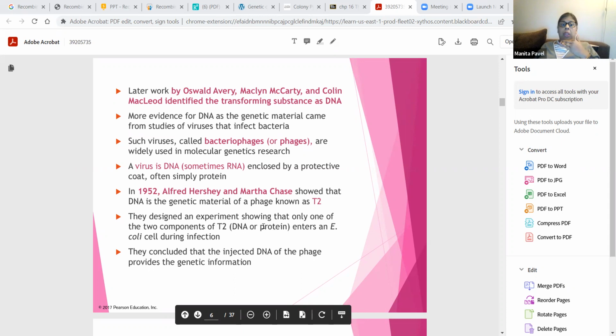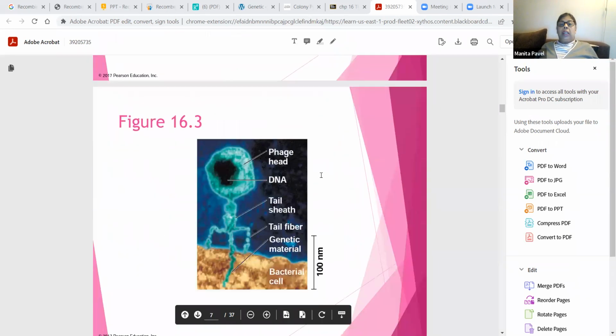either the DNA or the protein of the T2, is going to enter an E. coli cell during the infection and cause the infection. And they concluded that it was the injected DNA of the phage particle that provides the genetic information.